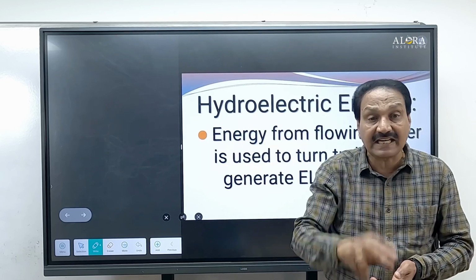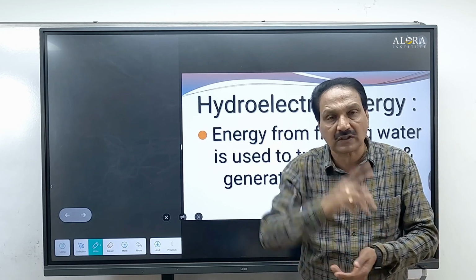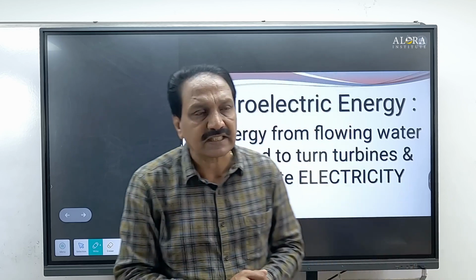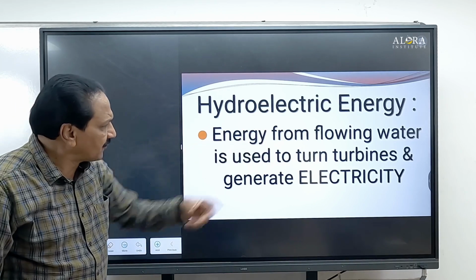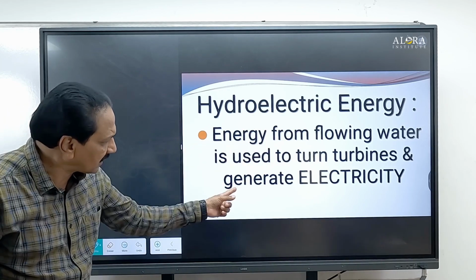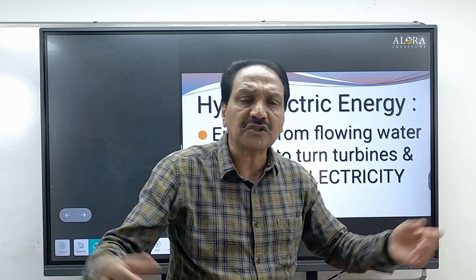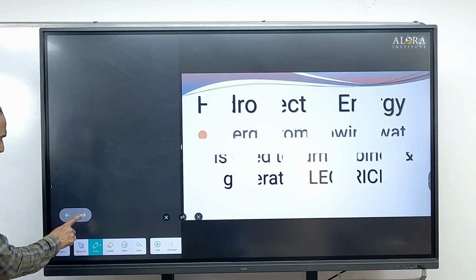When that kinetic energy falls on the turbines at the bottom of Jog Falls, the turbine starts rotating, which generates the electricity. That's called hydroelectric energy. Look at this. The energy from the flowing water is used to turn the turbines to generate electricity. This is also a continuous renewable resource of electricity. Alright.